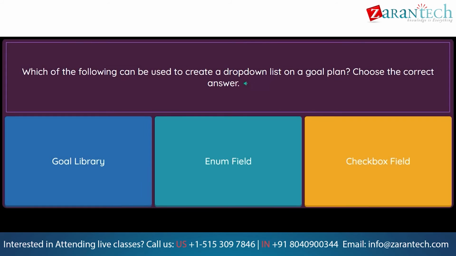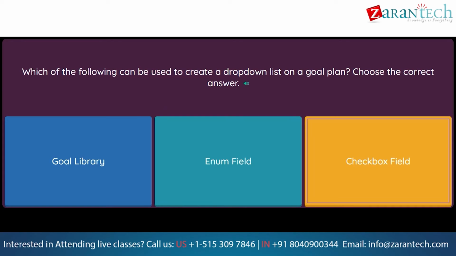Question: which of the following can be used to create a drop-down list on a goal plan? Choose the correct answer. Option 1 goal library. Option 2 enum field. Option 3 checkbox field.